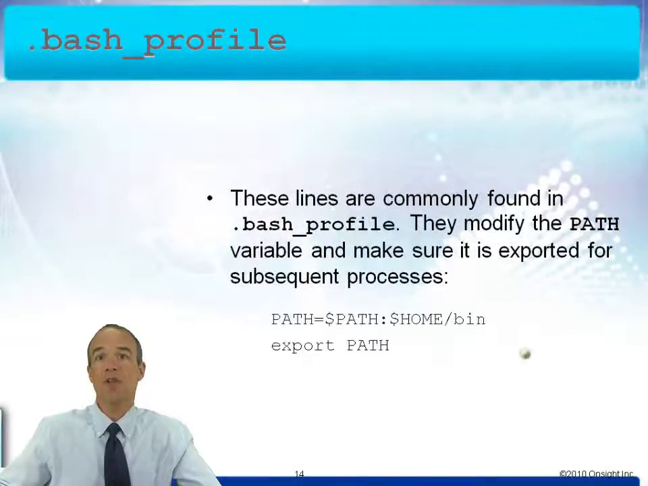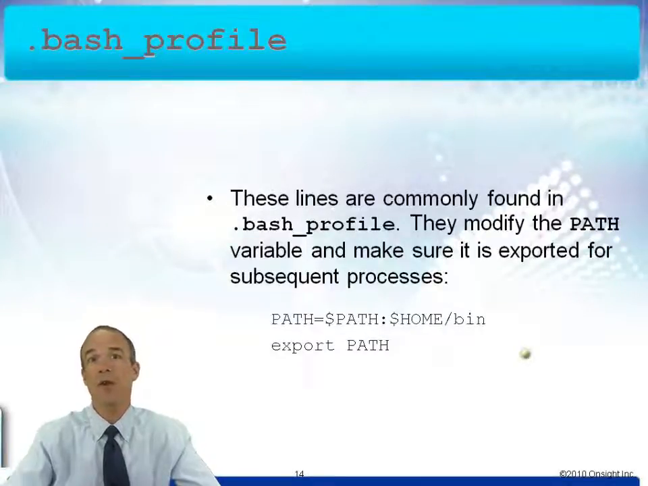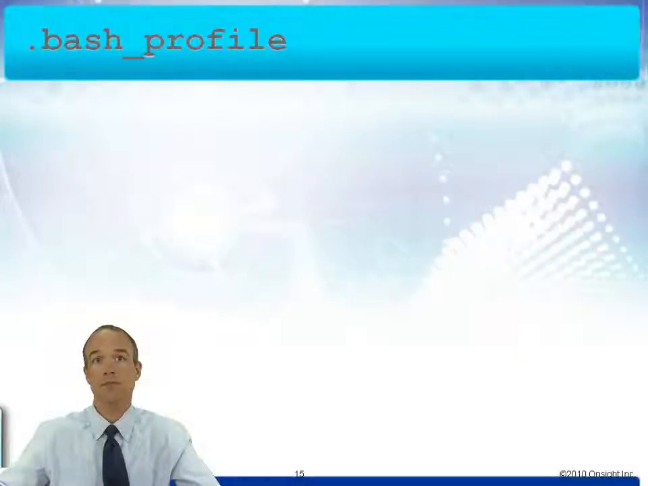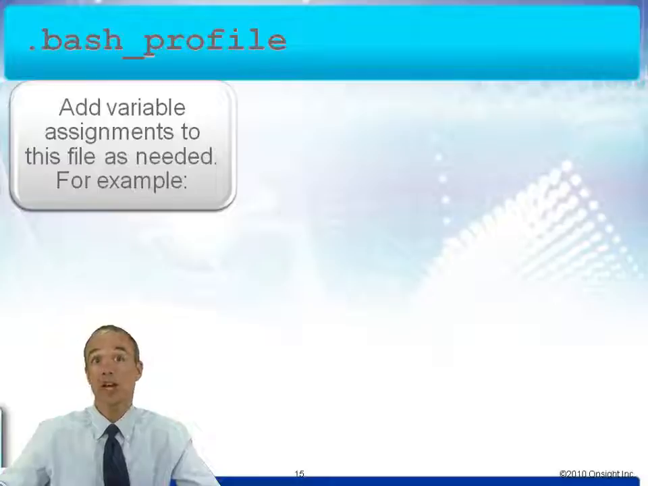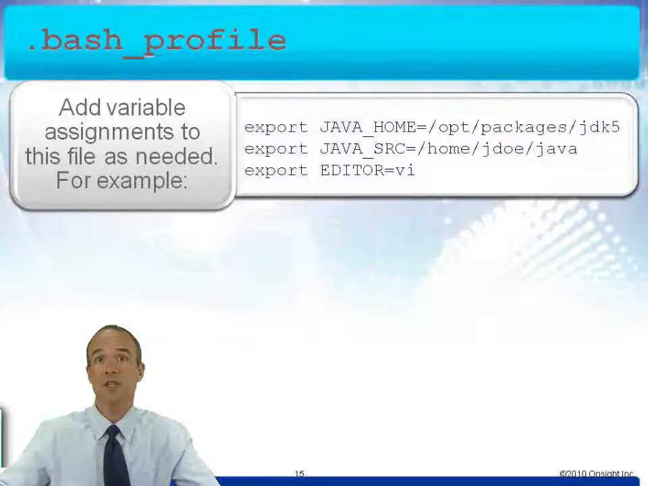So these lines are commonly found in .bash_profile. The first is setting up your path. So let's say I have a bin directory in my home directory that I want to add the executable files to my current path. I would say PATH=$PATH:$HOME/bin. Then export PATH, and it's ready for any subsequent processes. So add variable assignments to the file as needed. Here's some examples. I'm assigning JAVA_HOME, JAVA_SOURCE, assigning my editor to be vi.